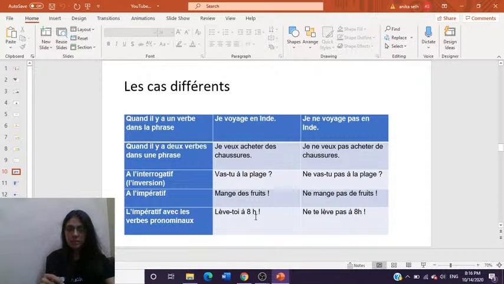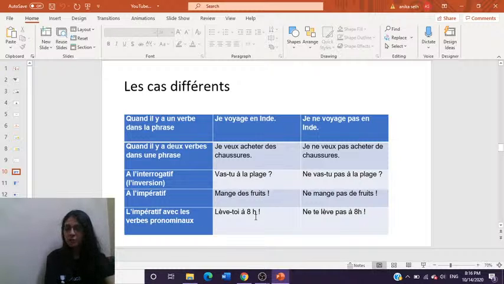Then l'impératif, in the imperative form, mange tes fruits and ne mange pas de fruits. So mange is the verb, ne before and pas after, article des changes to de. So ne mange pas de fruits. L'impératif avec les verbes pronominaux. So in the imperative form with the pronominal verbs.